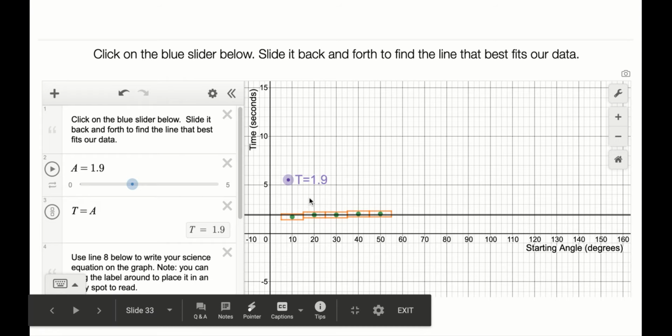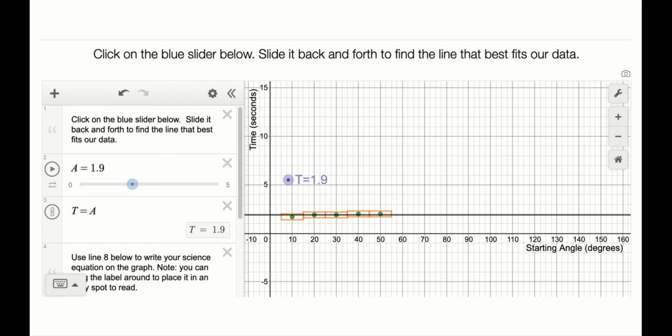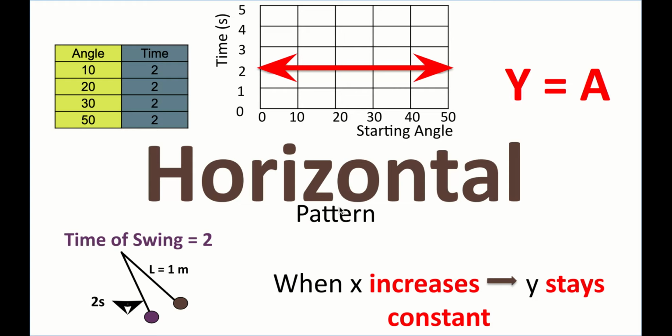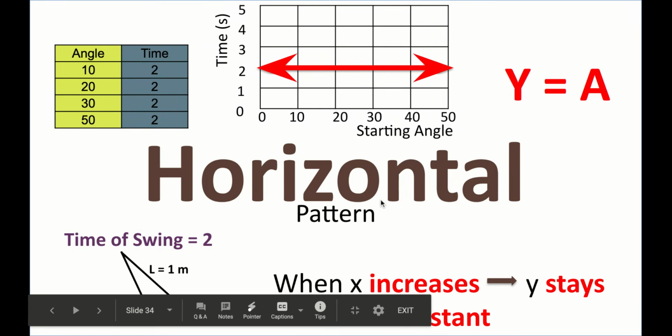For our data from this is period one's data, the area it stayed around was 1.9, which was pretty accurate because when you look at our poster, the target time is actually 2 seconds. So this is called the horizontal pattern. What this tells us is that whenever we increase the starting angle, the time will always stay the same.